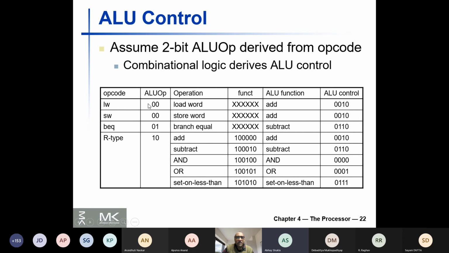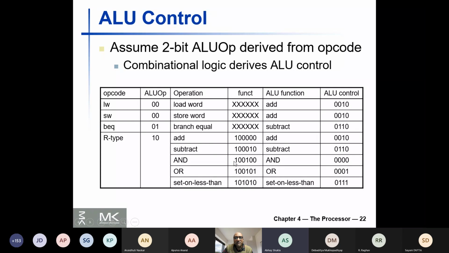Along with this information, if we feed the function fields to the ALU controller as input, then we can generate the desired output of the ALU controller. These are the control signals that are required in case of add, in case of subtract, and all these things. We see that the ALU requires 4 control signals, and this is the output of the ALU controller.